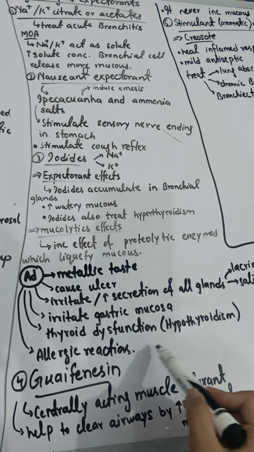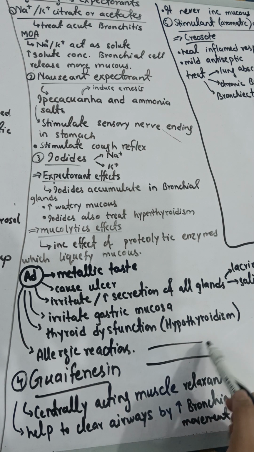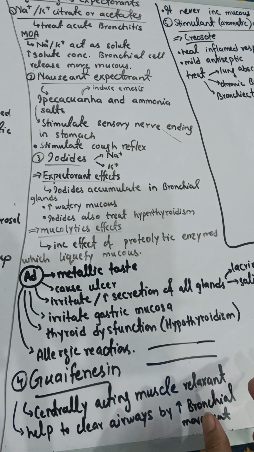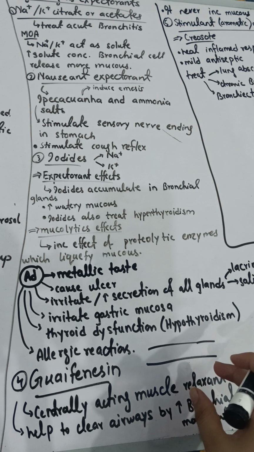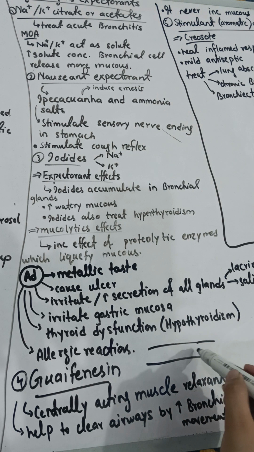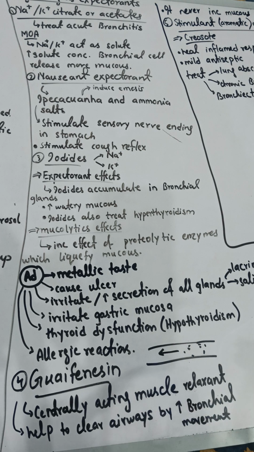Like if I am saying that this is a bronchiole, now it will really increase its movement. Now due to the increase in the contraction and relaxation, the mucus which is stuck here begins to move forward. So this was actually the mechanism of guaifenesin. Let's discuss the next type of expectorant.